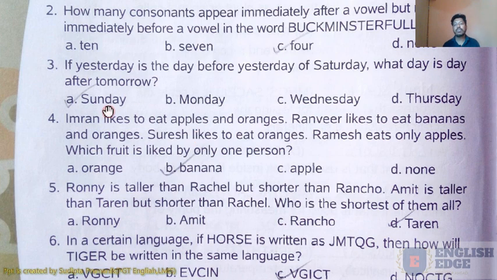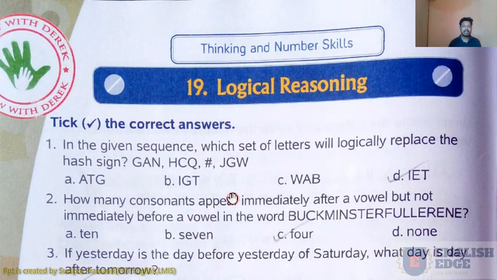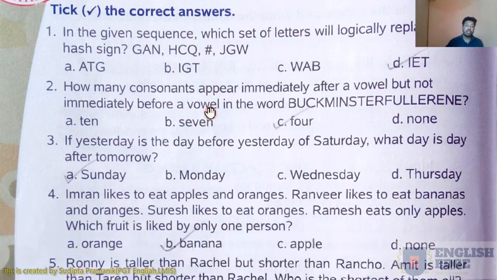Now, question number 4. Imran likes to eat apples and oranges. Ranveer likes to eat bananas and oranges. Suresh likes to eat oranges. Ramesh eats only apples. Now the question is, which fruit is liked by only one person? You have to tell the answer. The question is in front of you. The question is from your grammar book, class 6, chapter number 19, logical reasoning.